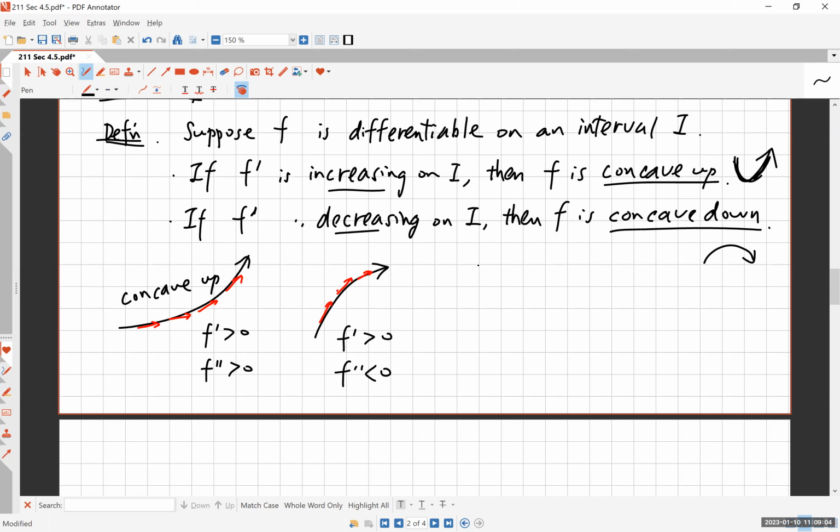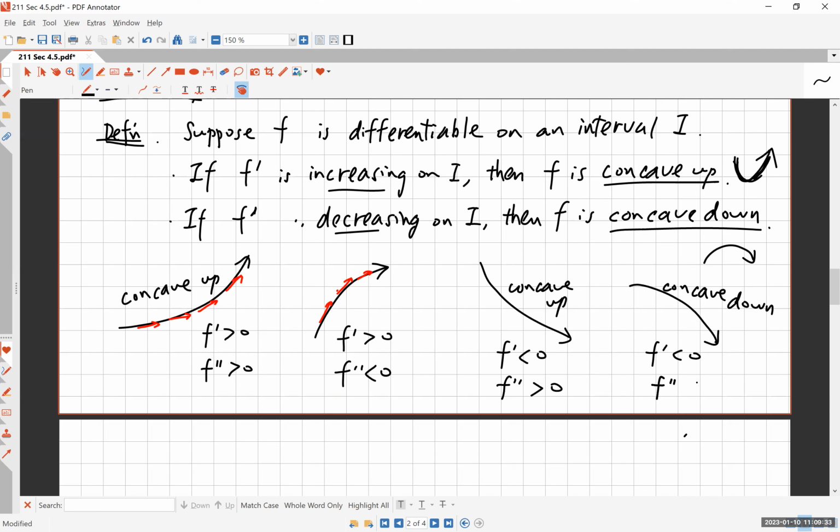And of course, if here's a decreasing function, this is still concave up. I hope you can see that. As long as you're steering your steering wheel to the left, that's concave up. So here, the function is decreasing, but the derivative is increasing. And then you could also have concave down and decreasing. So the derivative is negative, and the second derivative is also negative.